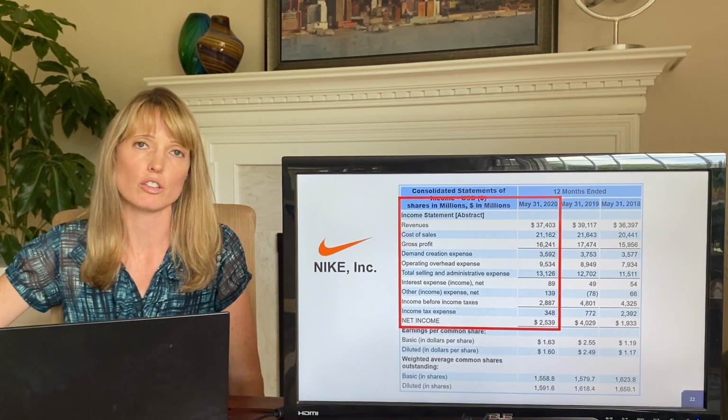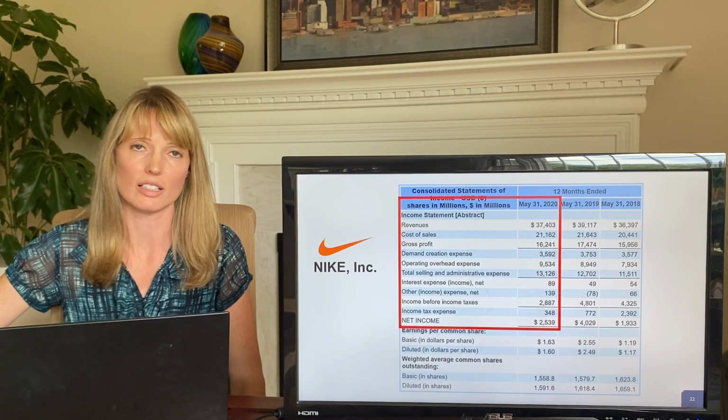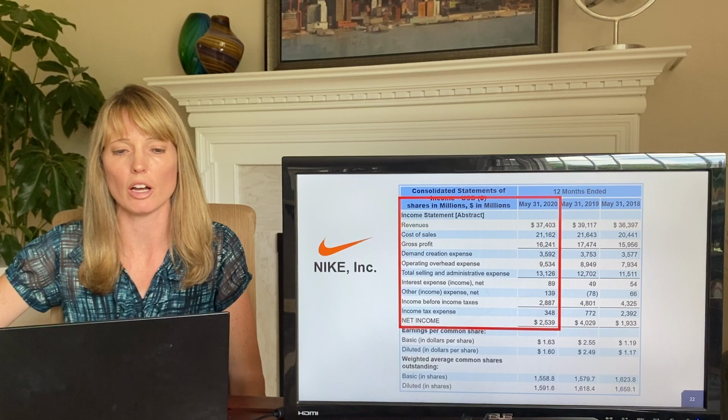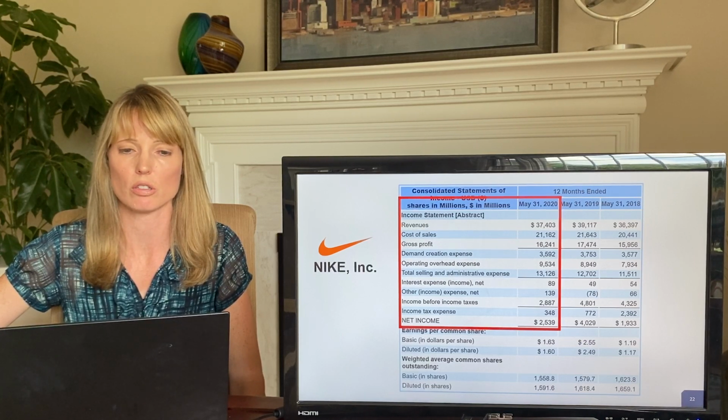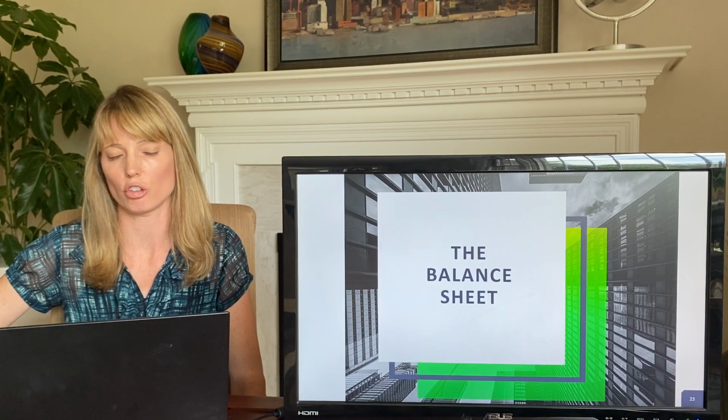That belongs to the investors or the stockholders. They don't necessarily get that in cash. Most of that's going to get reinvested in the company, but remember, it belongs to the owners of the company, the investors. Let's take a quick look through the balance sheet.